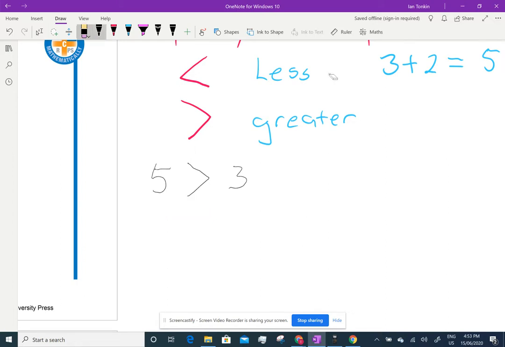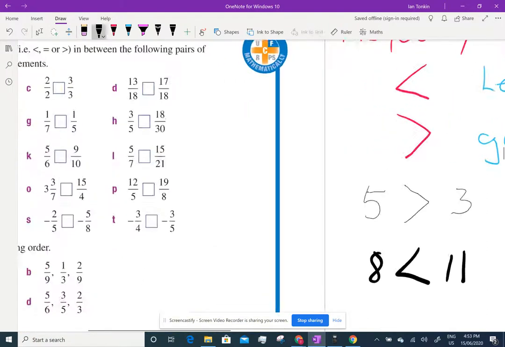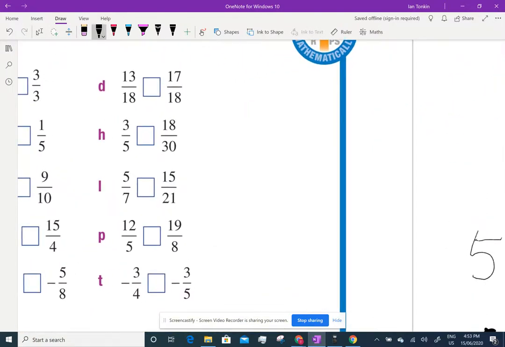Let's take another one. Let's take 8 and 11. Well, 8 is less than 11. So that's an inequality sign. So if we're looking over here now, and we've got to put an inequality sign in. Now we're lucky, these two have the same denominator. So that's pretty easy. 17 is the biggest, so we put the bigger end towards the number that's bigger. So 13 on 18 is less than 17 on 18.